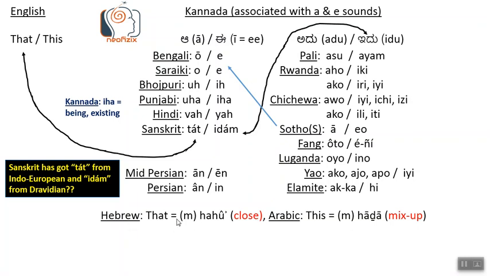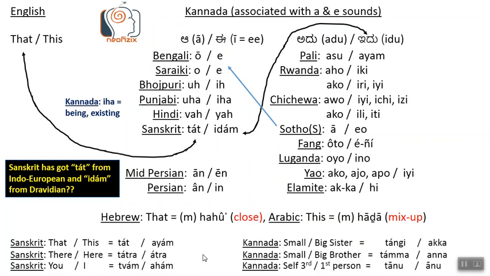And in Hebrew also, that means ahu, which is close to the sound adu, which means that in Kannada. But in Arabic, there is a mix-up. In Arabic, this means hada, which is a masculine word. M means masculine here. Here also M means masculine. And it's a mix-up because in Kannada, adu means that. Here, hada means this in Arabic. So there is a sound mix-up here.